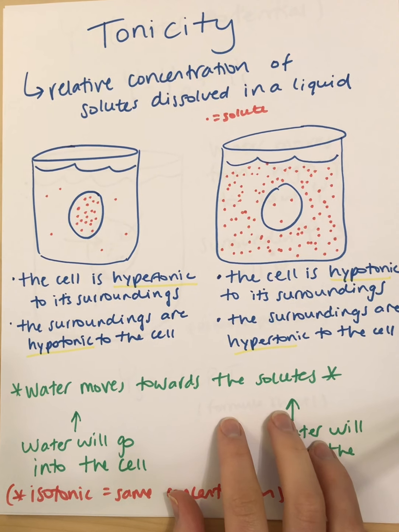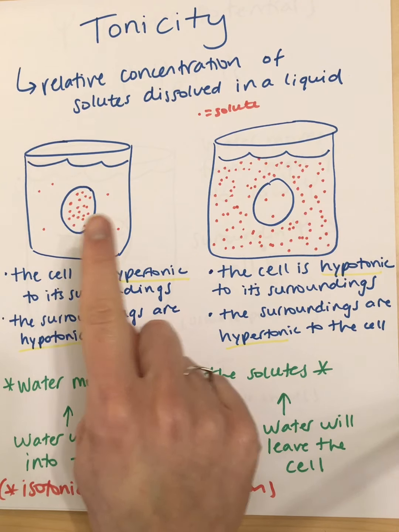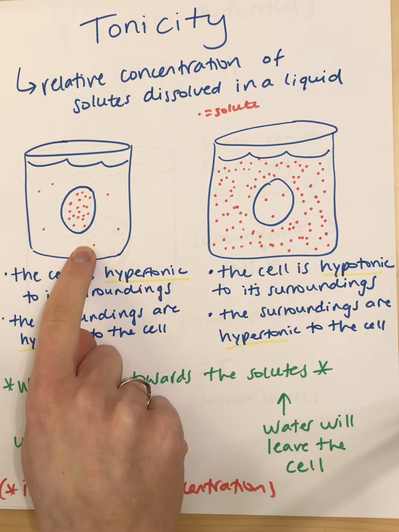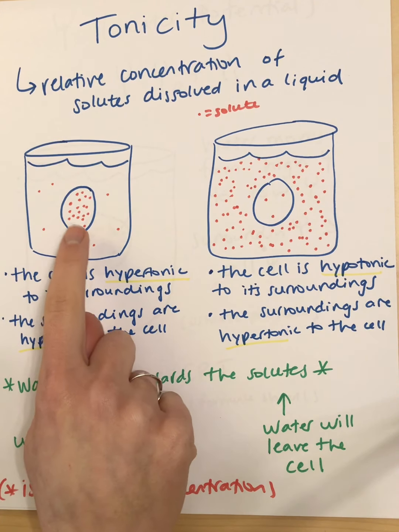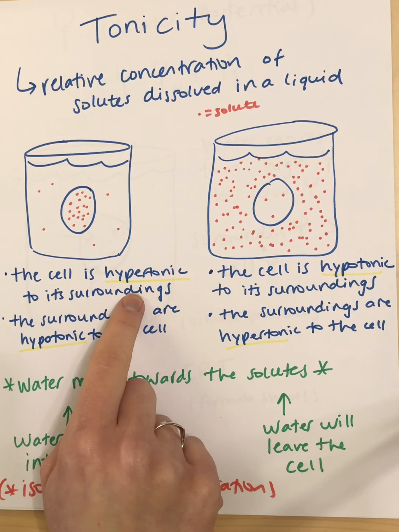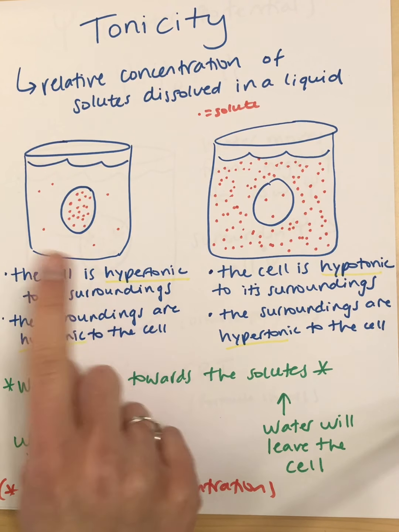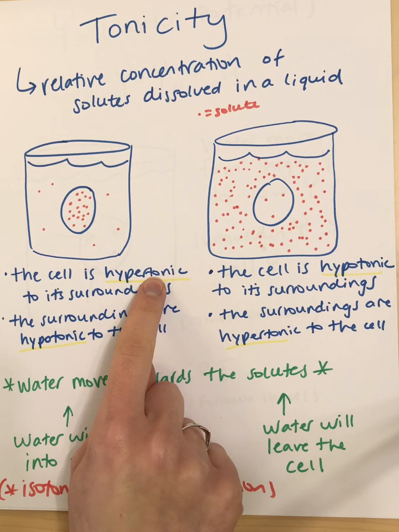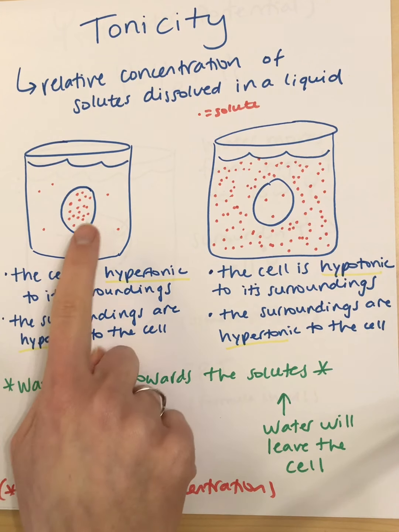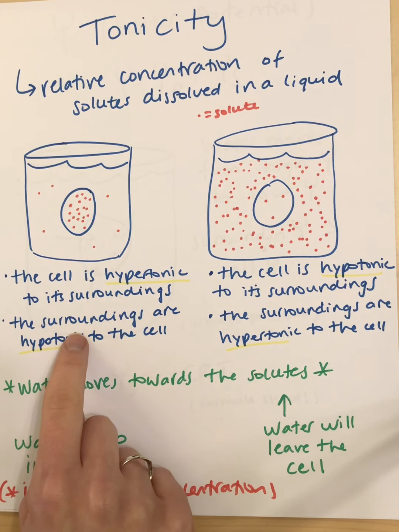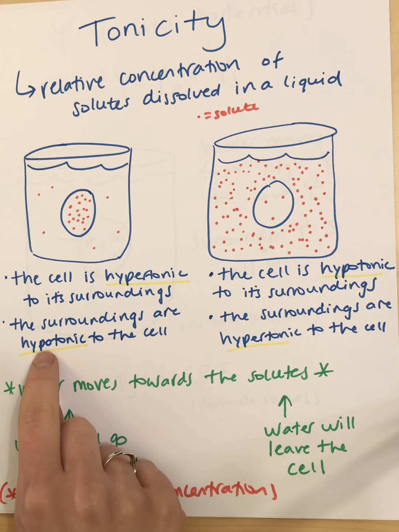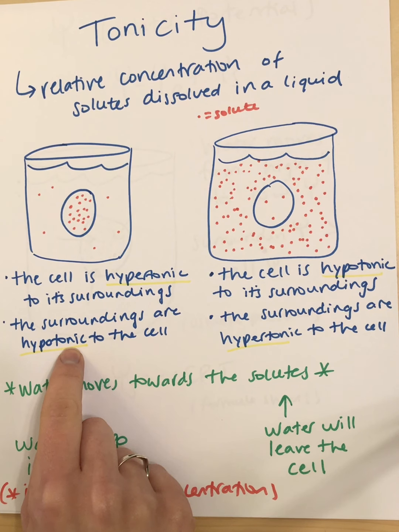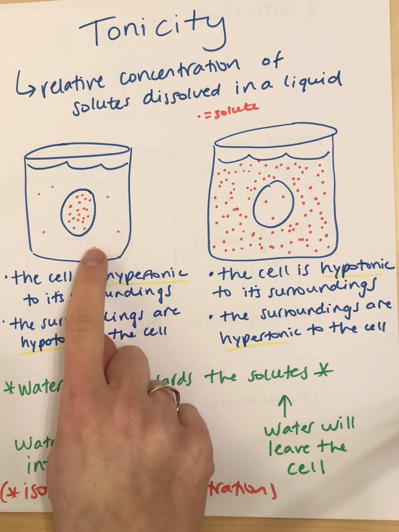I wanted to show you that I can use the word hypertonic and the word hypotonic to describe this one situation. So, for example, the cell is hypertonic to its surrounding. Hyper meaning more, tonic meaning solute. But I can also say about this same picture that the surroundings are hypotonic to the cell, hypo meaning low solute. So I can use those two words to describe the same picture.